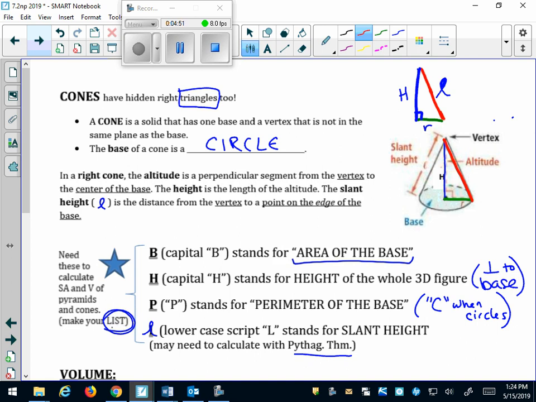Okay, in cones, you have the same situation. There's a hidden triangle inside a cone. There's one difference. The height is the height. The slant height is the hypotenuse. In a circle, what would you call this bottom piece? Radius. So this time it is the radius. With other polygons, it's going to be the apothem. Okay, we know the base of a cone is a circle. Slant height again is lowercase l if you want to fill that little blank in there.